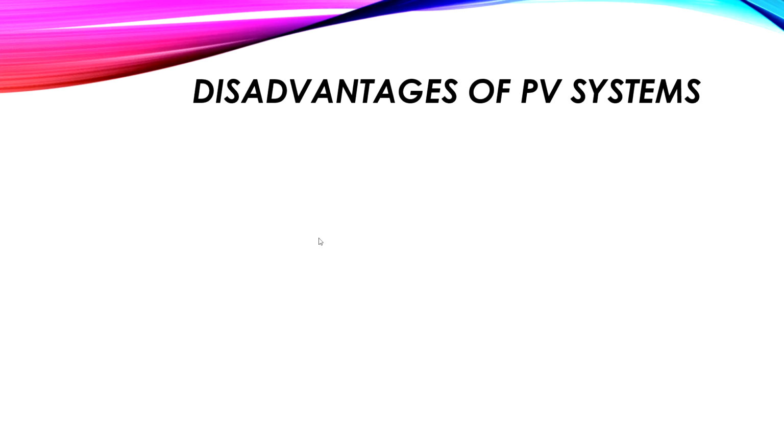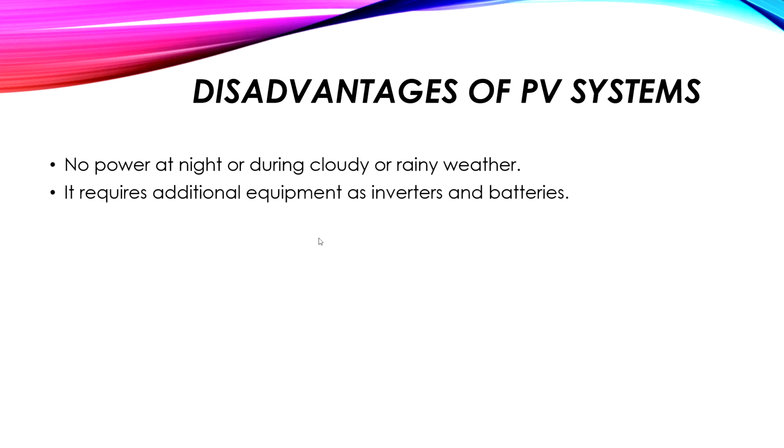But the disadvantages of the PV systems: number one, there is no power at night or during cloudy or rainy weather, because during this time there is no sun. Okay, so there is no power during the night or cloudy or rainy weather. It requires additional equipment such as inverters and batteries.